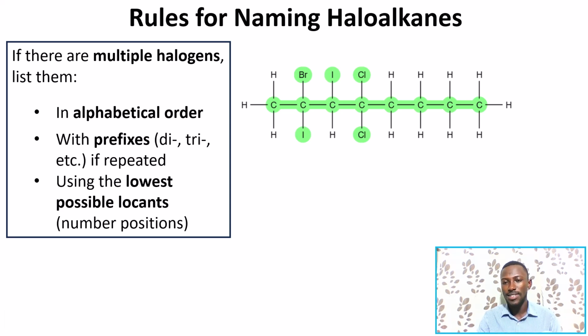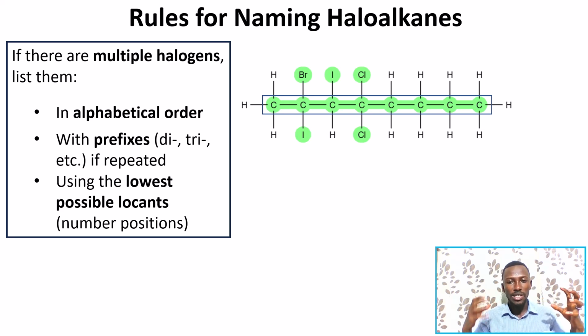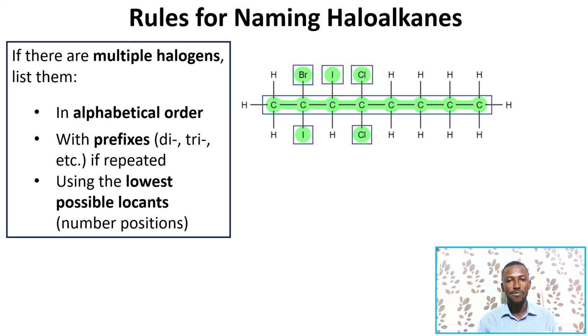Now let's go through the steps again. We have to identify the longest continuous chain. And for this, the longest continuous chain is obviously from end to end. And when we say longest continuous chain, we are referring to an uninterrupted link of carbon atoms. So we need the carbon atoms to be linked to each other and it shouldn't be interrupted. So for this, we have it from end to end. So that will be identified for us.